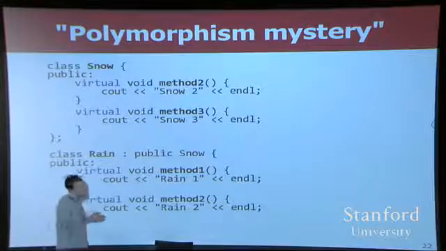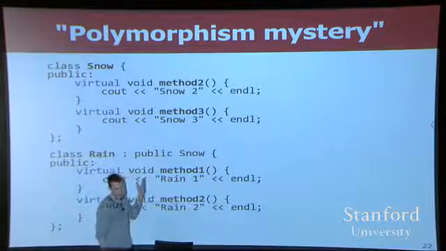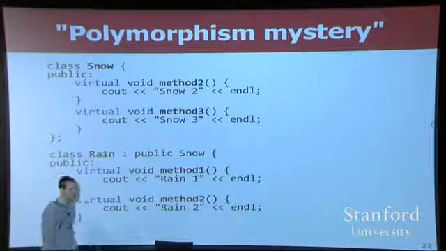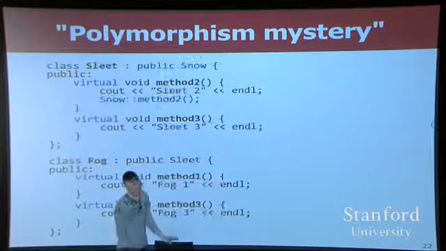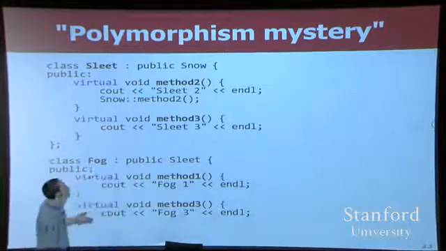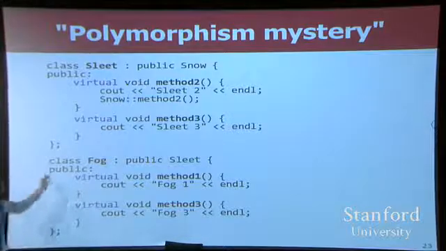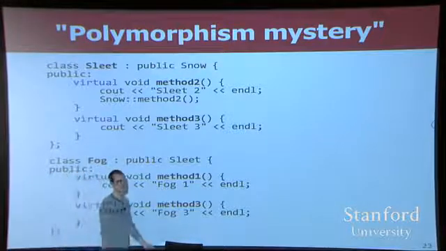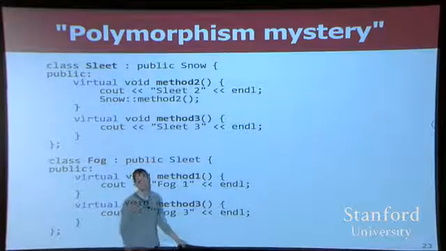So let's walk through this for a second. There's a snow class with methods 2 and 3. There's a rain class that extends snow with methods 1 and 2. There's a sleet class that extends snow with methods 2 and 3. There's a fog class that extends sleet with methods 1 and 3. Of course, these are all just gibberish classes, but I just want to see if you understand the mechanics of it, right?